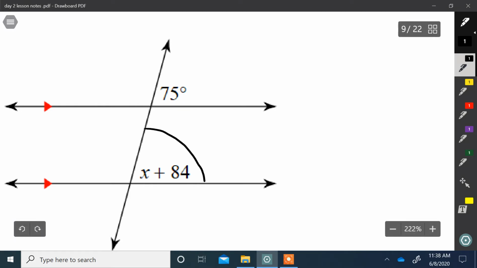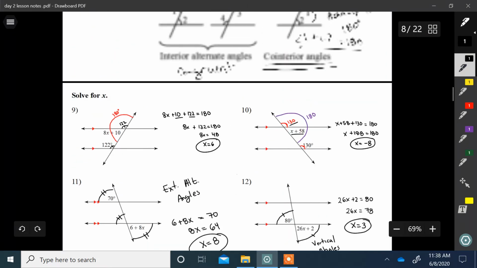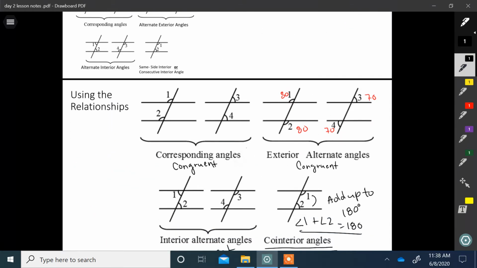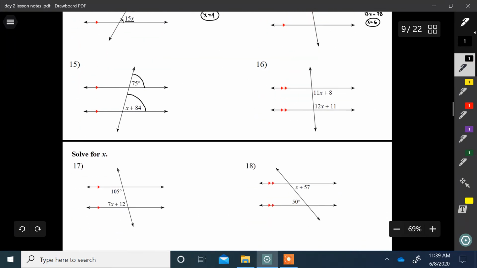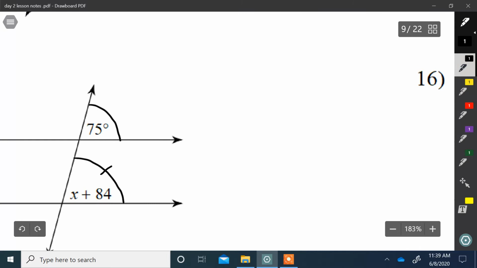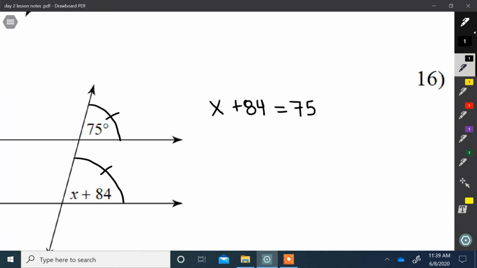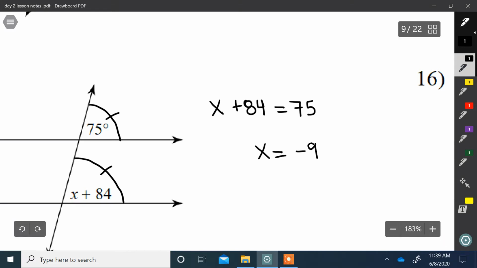Well, we know, okay, those are what we call, if you look at the notes in here, corresponding angles. And we said that corresponding angles are congruent. So in a way, this is congruent to that right there. So x plus 84 is equal to 75. 75 minus 84, of course, that's going to be -9.